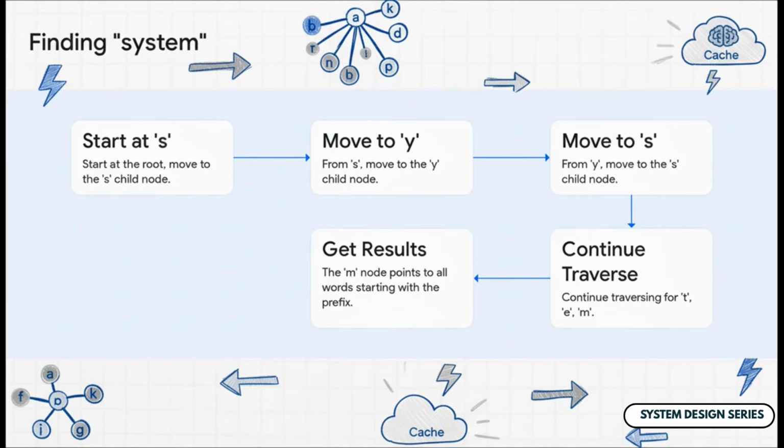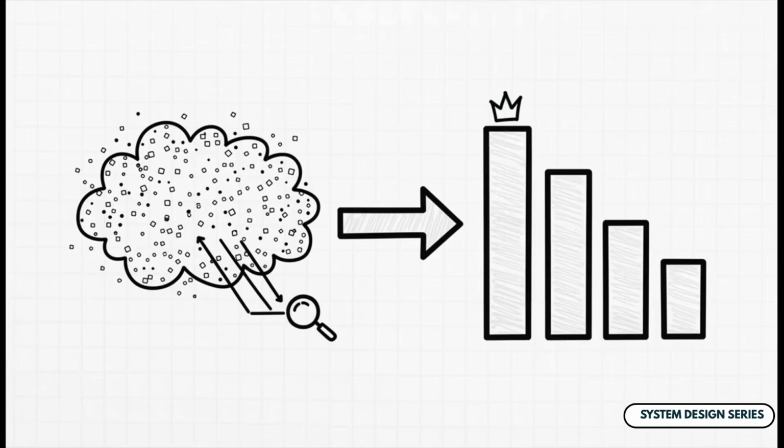Say you type SYSTEM. The search starts at the root, finds the S branch, then the Y branch from there, and so on. When it gets to that final M node, that node is special. It holds the keys to every full search term that starts with system. It's just unbelievably efficient.